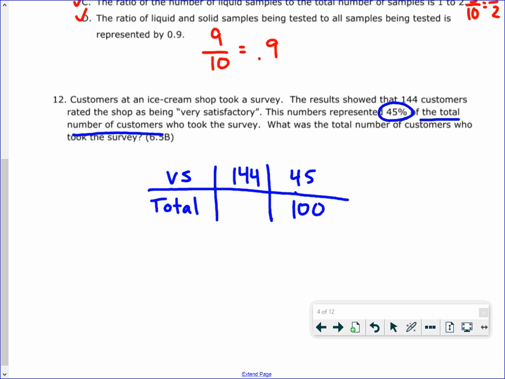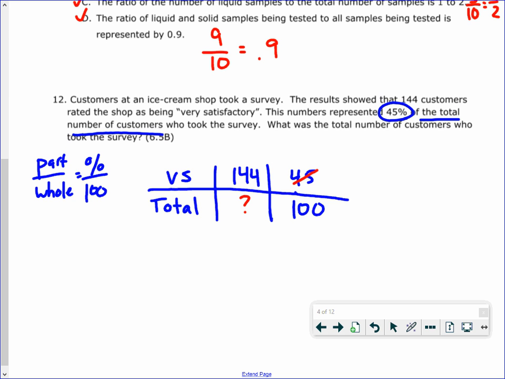Remember, it's part over whole. Part over whole equals percent over 100. So don't forget that. So we're trying to find our total. It looks like there's no relationship right now, so we're going to go ahead and simplify 45 over 100 and see if we can find a relationship that goes into 144. So if I were to divide both of these by 9, actually let's go by 5.